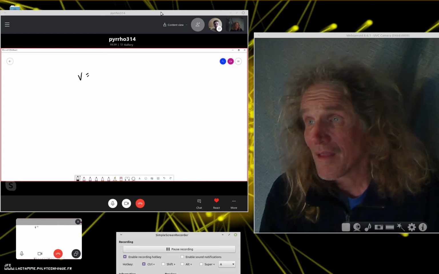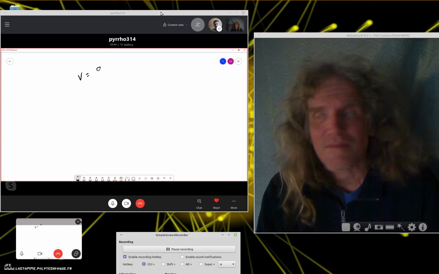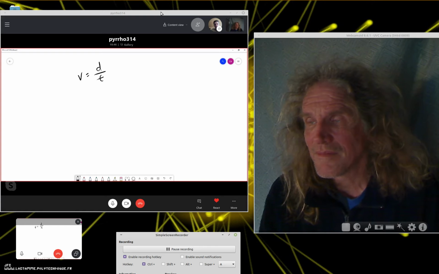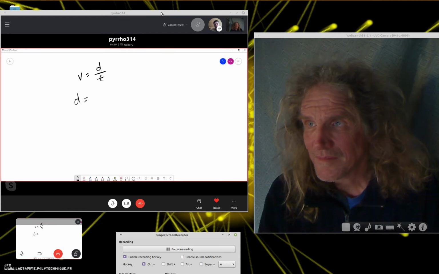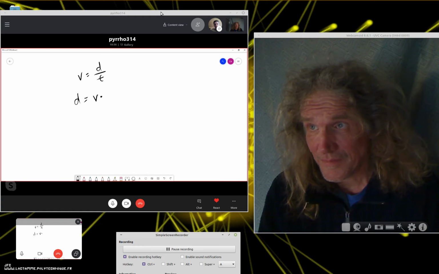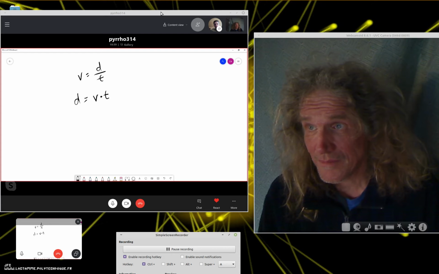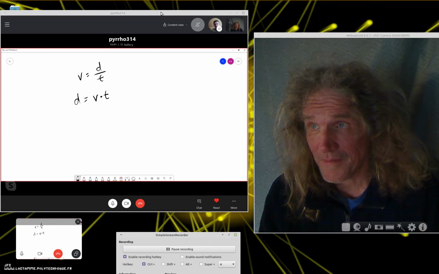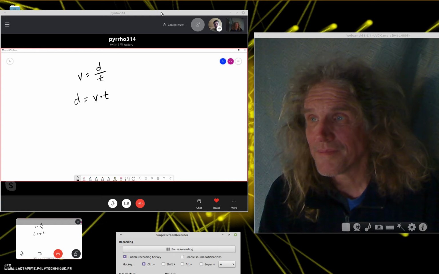Well, let's go back to this. Velocity, we calculate, equals D over T. And that means if you want to know the distance that you travel when you travel a certain time for a certain velocity, velocity times time is how you calculate it. So if it's 100 miles an hour and I go for 3 hours, it's 300 miles.